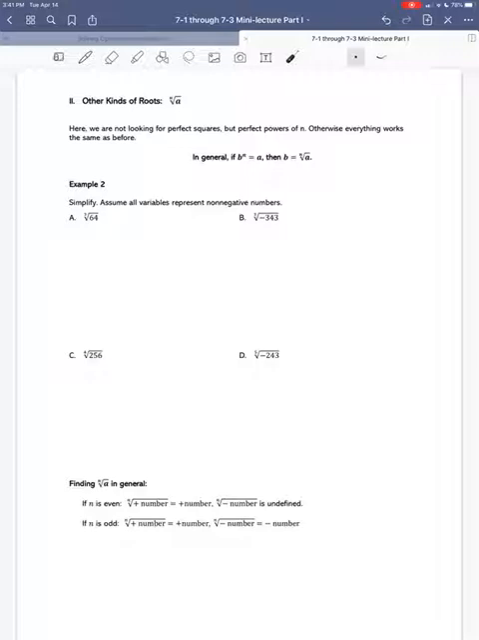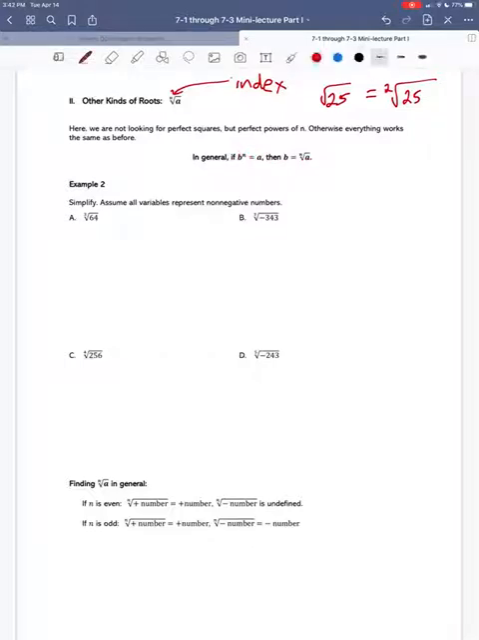All right, other kinds of roots. So we have nth roots of a. This little n that's written here is called the index. If I write a radical without an index, without a little number here, it's assumed that that number is 2, and so that means I'm looking for perfect squares. If I have an n there, some other number other than 2, then I'm not looking for perfect squares, but perfect powers of n. So perfect third powers, or perfect fourth powers, or perfect fifth powers. Otherwise, it works the same way. If I have b to the n equals a, then b is equal to the nth root of a. So I need a number that I multiply together n times to get what's in the inside.